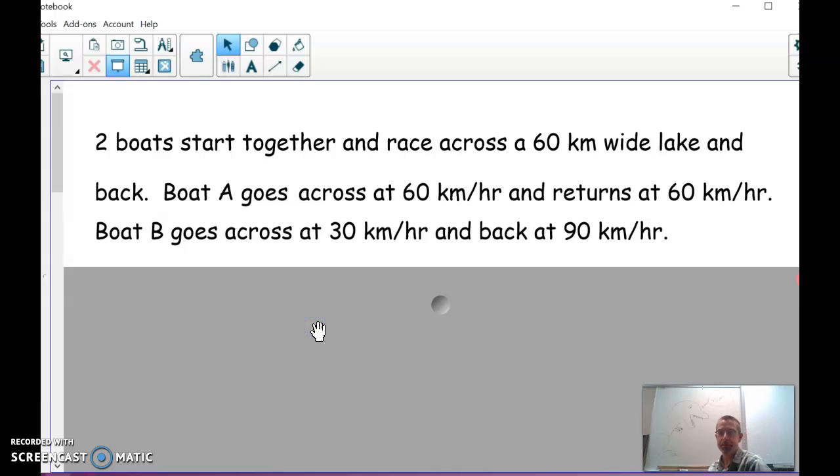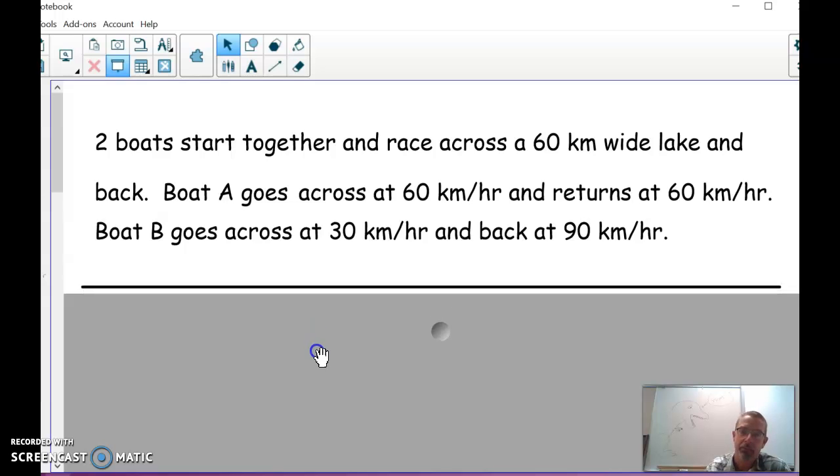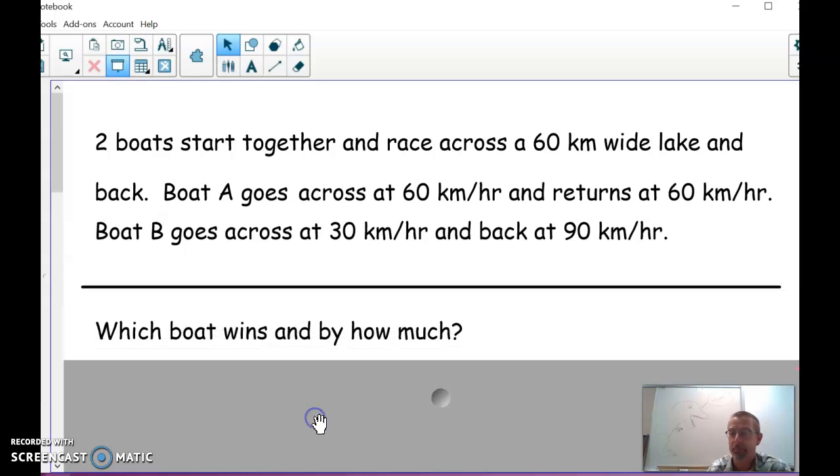You've got two boats that start together and race across a 60-kilometer wide lake, and then they race back. Boat A goes across at 60 kilometers per hour, returns at 60 kilometers per hour. Boat B goes across at 30 kilometers per hour and back at 90 kilometers per hour. So the problem is which boat wins and by how much.